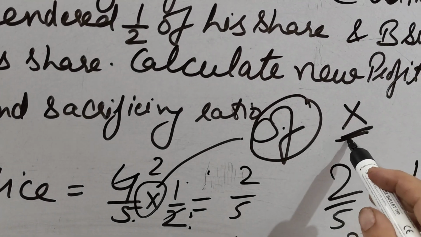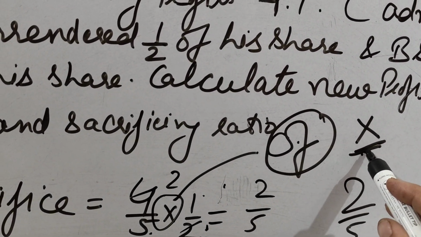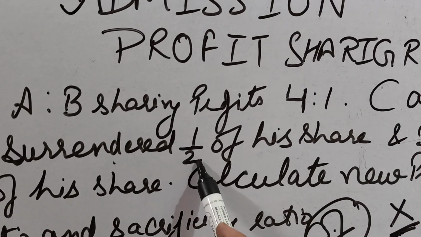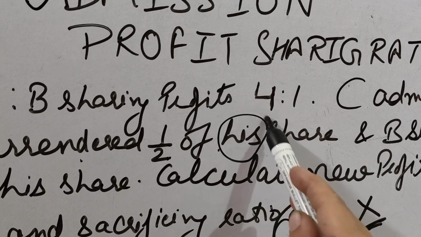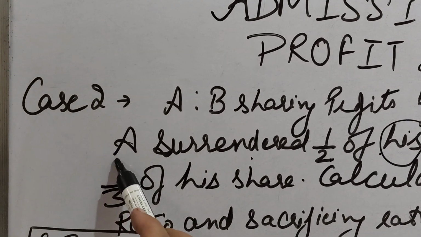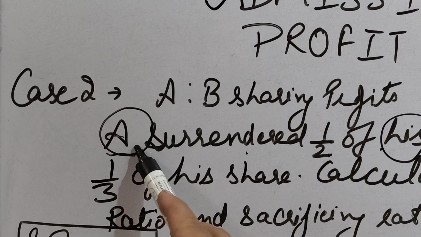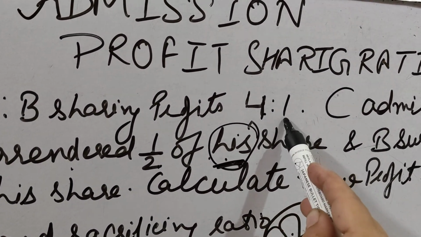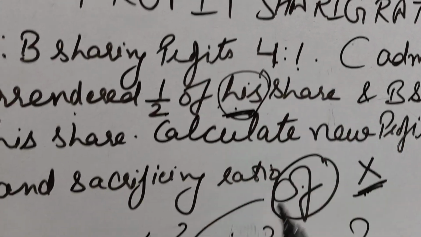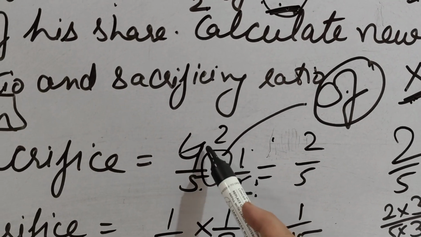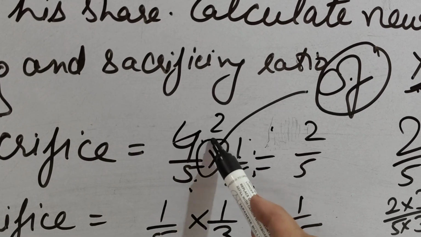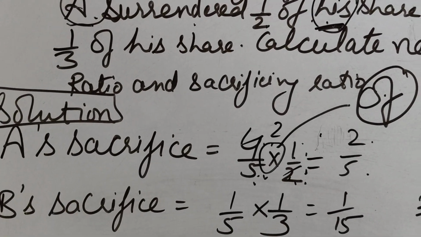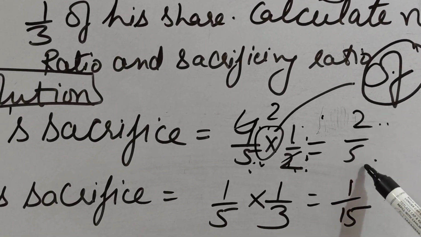But when we multiply, we have to see with which part we have to multiply. Here it's given A surrendered one half of his share. That means A has surrendered a part of his share. What was A's share? That was 4 by 5. So we took one half of A's share, one half of 4 by 5, and we got 2 by 5. So A's sacrifice here is 2 by 5.